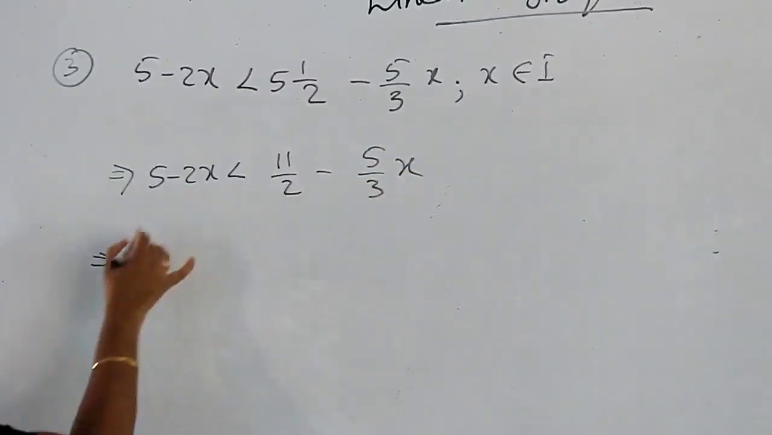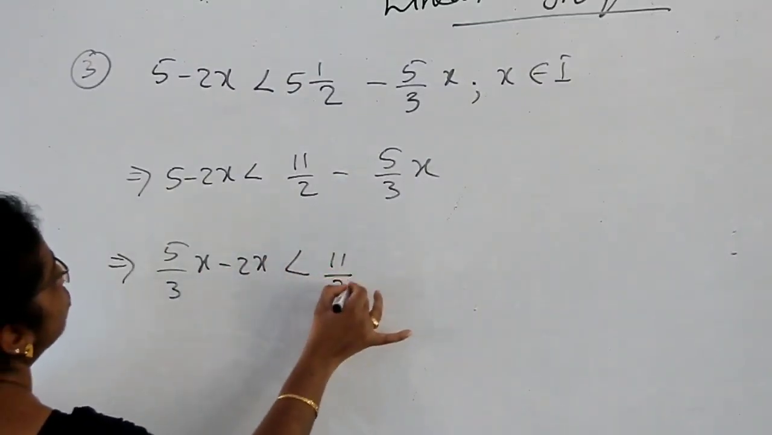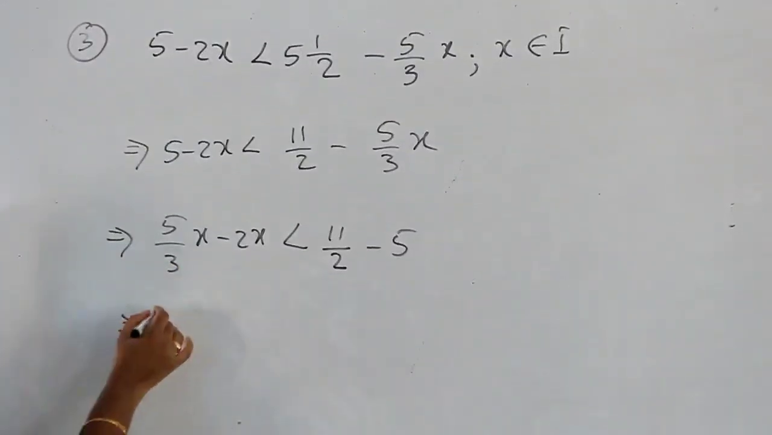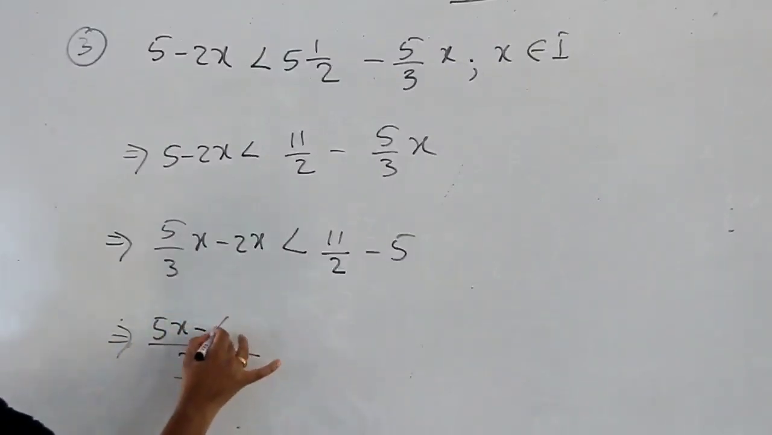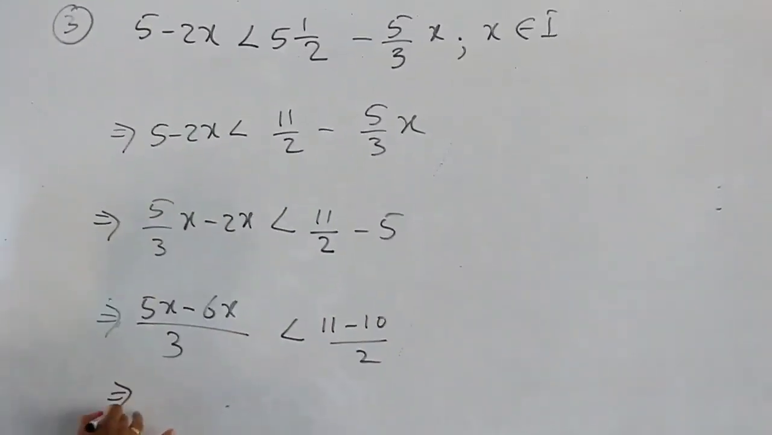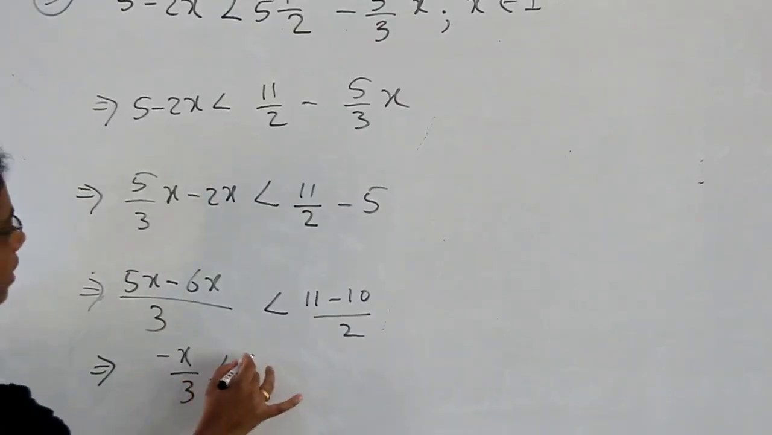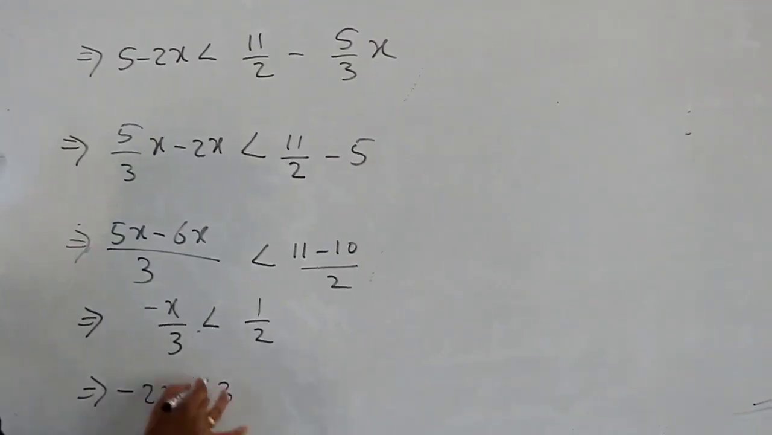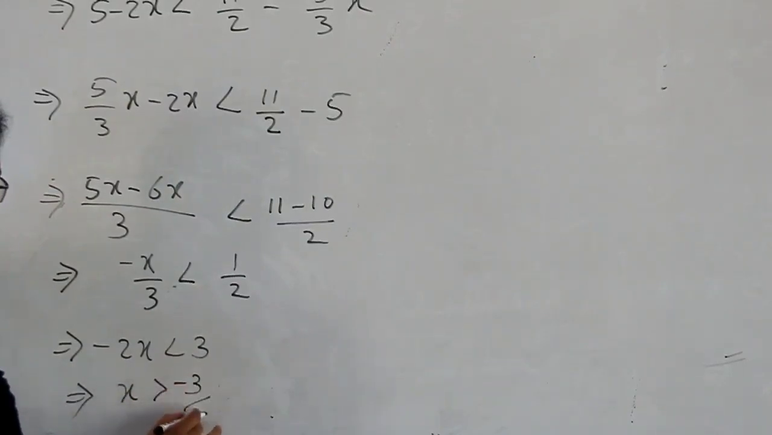And next, 5 by 3x minus 2x less than 11 by 2 minus 5. Next we can take the LCM. LCM of the left side is 3. 5x minus 6x less than 11 minus 10 by 2. Then this becomes minus x by 3 less than 1 by 2. Cross multiply: minus 2x less than 3, which implies x greater than minus 3 by 2.